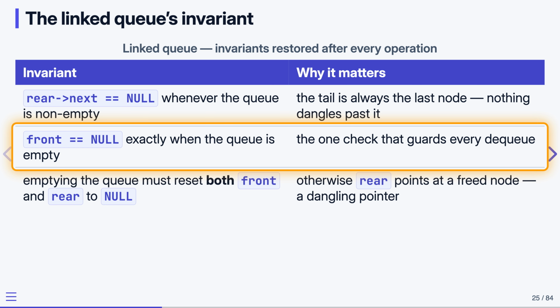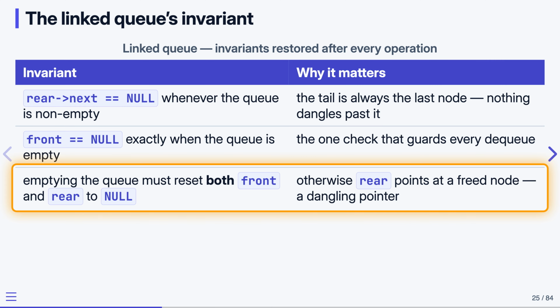Second rule. Front is equal to null exactly when the queue is empty. This is the one check that guards every deque. Third rule. When you empty the queue, you must reset both front and rear to null. If you forget rear, it keeps pointing at a node you already freed. That is a dangling pointer, and it is a common bug.